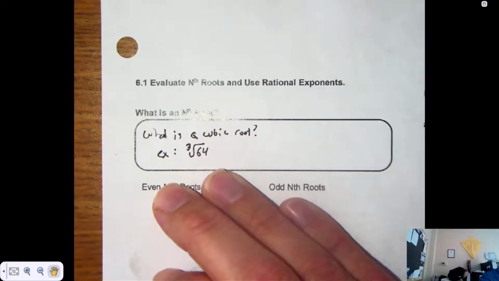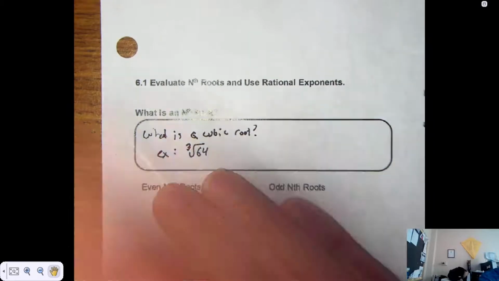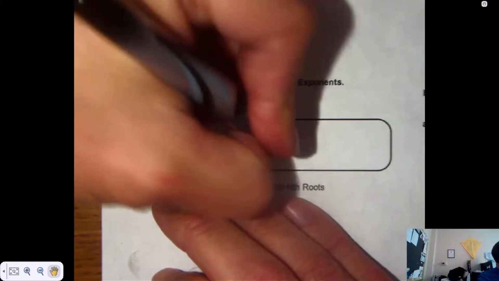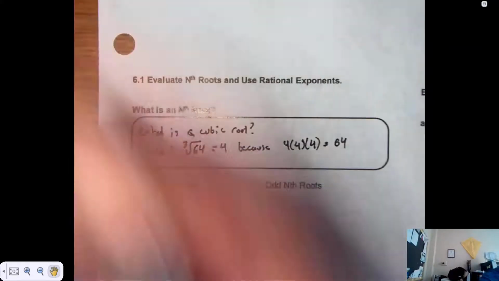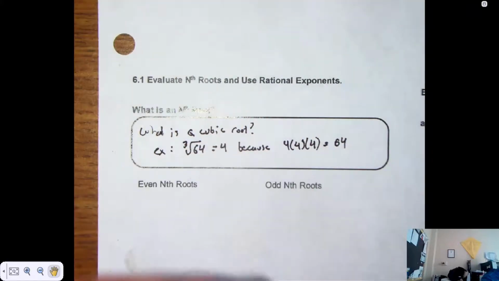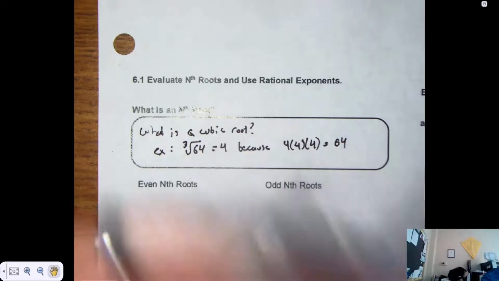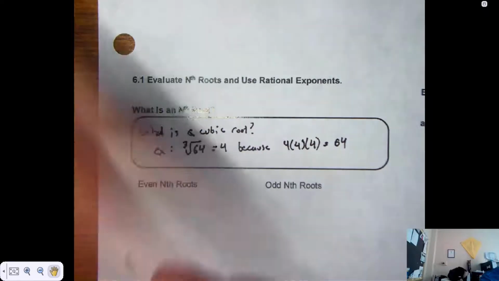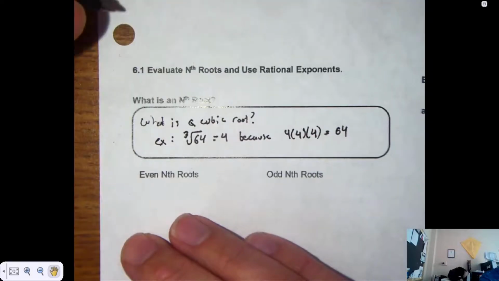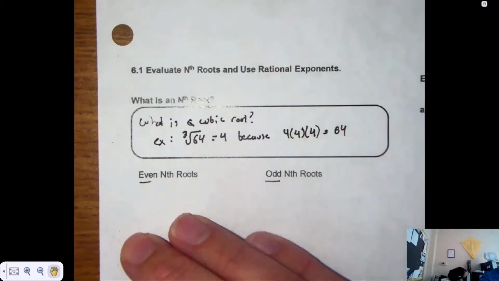is 4, because 4 times 4 times 4 is 64. You don't actually need to know the definition of an nth root. It's what number times itself n times gives you the result inside. But that's more confusing. Now, there are two things that you need to memorize about this. It has to do with the evens and the odds.